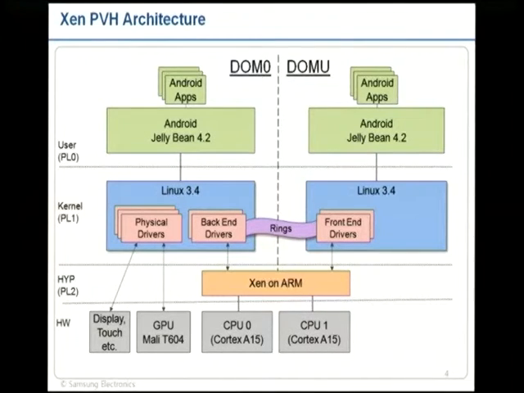So this is the block diagram which I was talking about. We call this PVH. I'm not sure how relevant it is. The para virtualization is for the IO part, and the full virtualization support is for the CPU and memory.